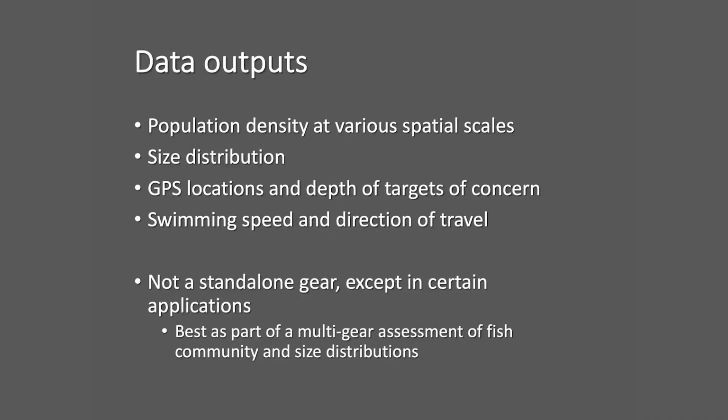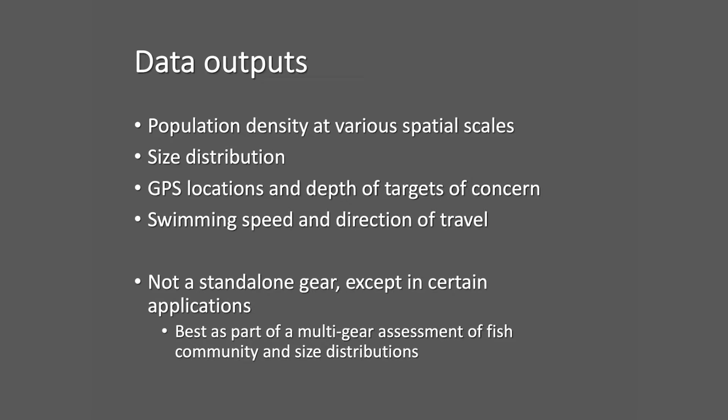So some of the data that we're getting out of this is, again, population density. We can do that at various spatial scales. So maybe we're looking at an entire pool. We're maybe looking at specific habitats, tributaries, backwater habitats, small lakes. But also we're getting size distribution. We can get GPS locations and depth of targets of concern. The swimming speed and direction of travel, like I've already talked about.